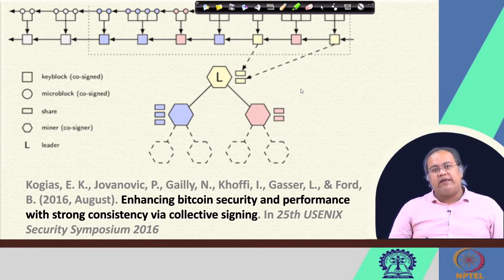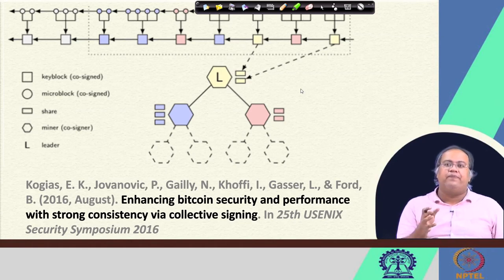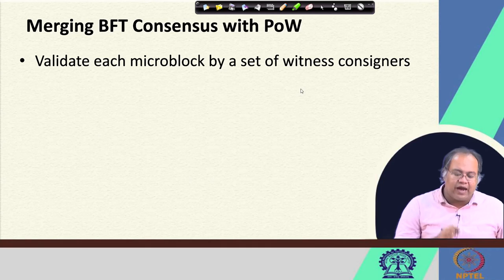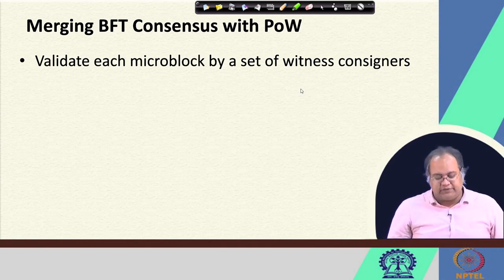So, this particular paper proposed the idea of combining collective signing along with proof of work to design this idea where we select a subset of the miners who form a trustee group, or witnesses, that work like witness cosigners that verify every microblock which is going to get added in the system. Well, so this is the idea to merge BFT consensus along with proof of work in Byzcoin. So, you validate each microblock by a set of witness cosigners.